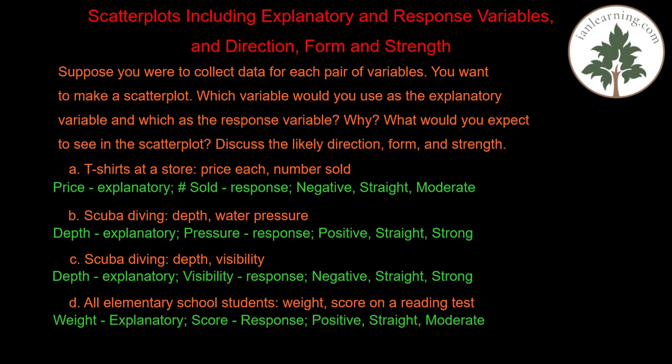So the weight would be the explanatory. That would be the independent variable on the x-axis. The score would be the dependent variable on the y-axis. We would expect it to be positive, straight, and moderate.